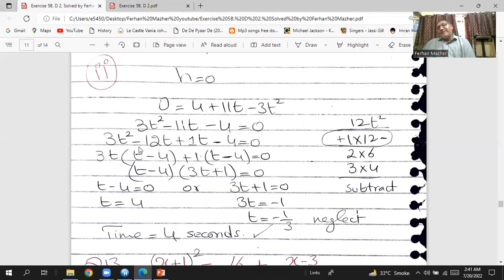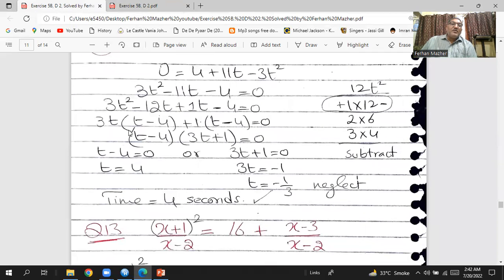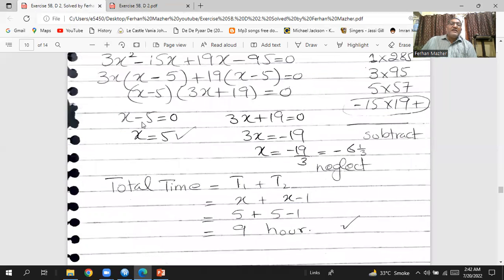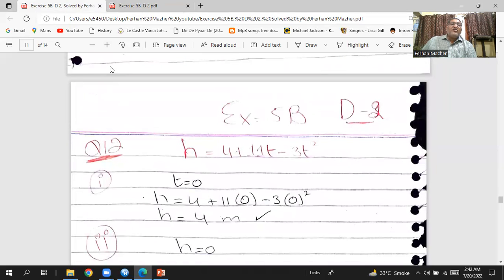These two brackets are multiplying with each other and their product is 0. So I will make this first bracket 0. So t minus 4 equals 0, t equals 4. Or I will make this second bracket equal to 0. So you will have 3t plus 1 equals 0. So 3t will be equal to minus 1, so t will be equal to minus 1 by 3. We will neglect this negative number. So t equals 4. When the prey will hit the ground, the t will be 4 seconds. So my dear students, let me show you the whole question.